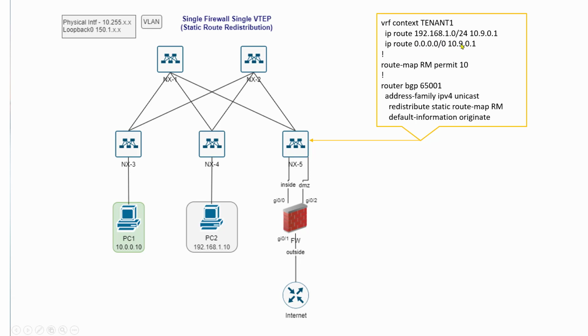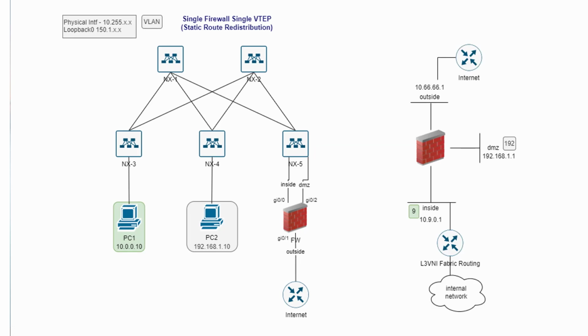So this is going to be how that works. In other words, if Nexus 3 wants to get to the internet, it will know about the default route, and it'll have a next hop set to Nexus 5 because of this redistribution here. And the other thing I wanted to point out was the difference between the traffic flow if we were to look at the physical diagram and the logical diagram.